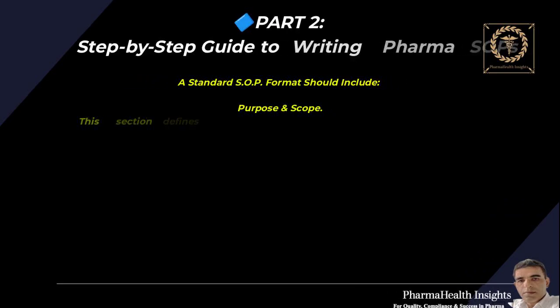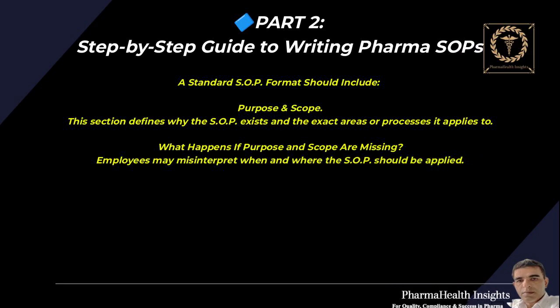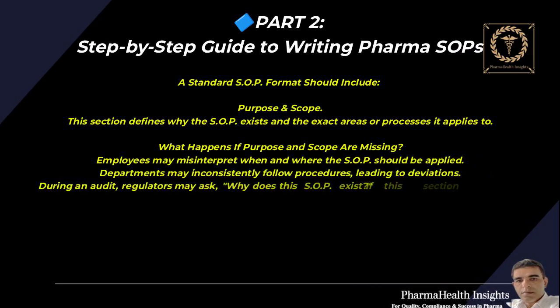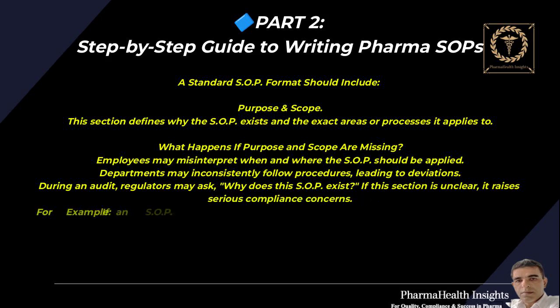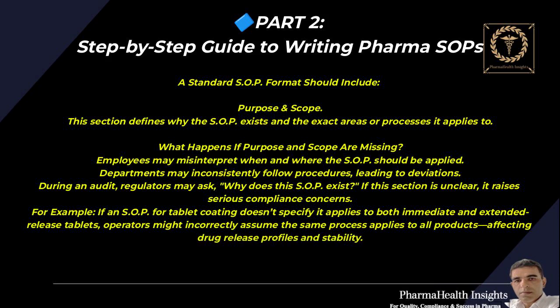A standard SOP format should include purpose and scope. This section defines why the SOP exists and the exact areas or processes it applies to. What happens if purpose and scope are missing? Employees may misinterpret when and where the SOP should be applied. Departments may inconsistently follow procedures, leading to deviations. During an audit, regulators may ask, why does this SOP exist? If this section is unclear, it raises serious compliance concerns.